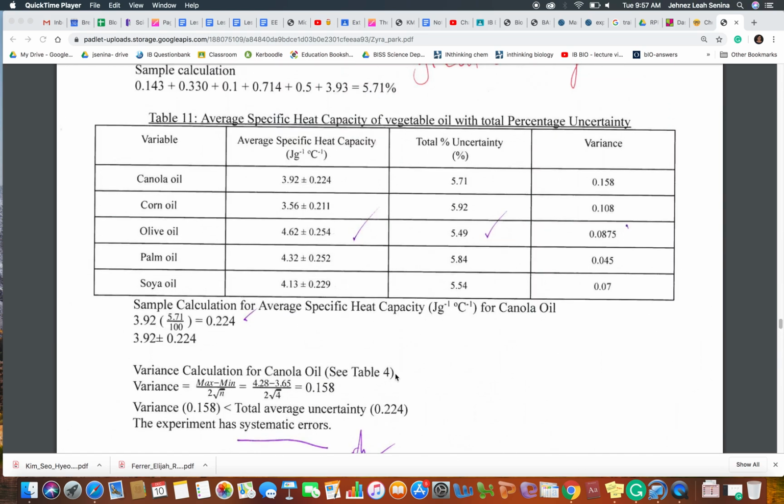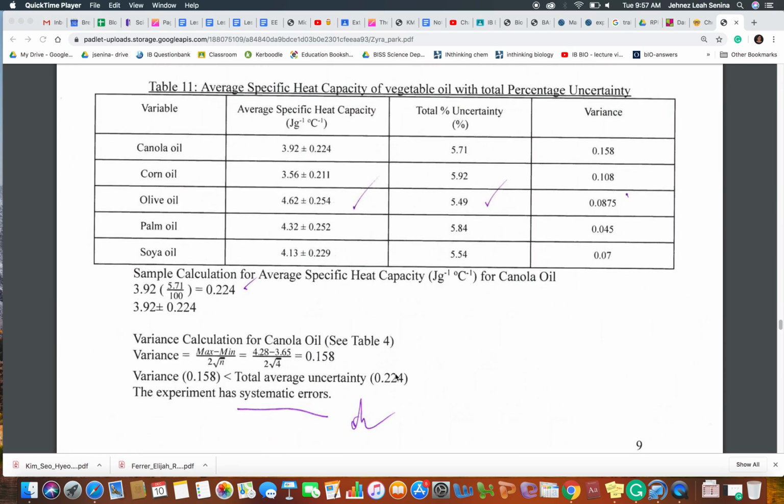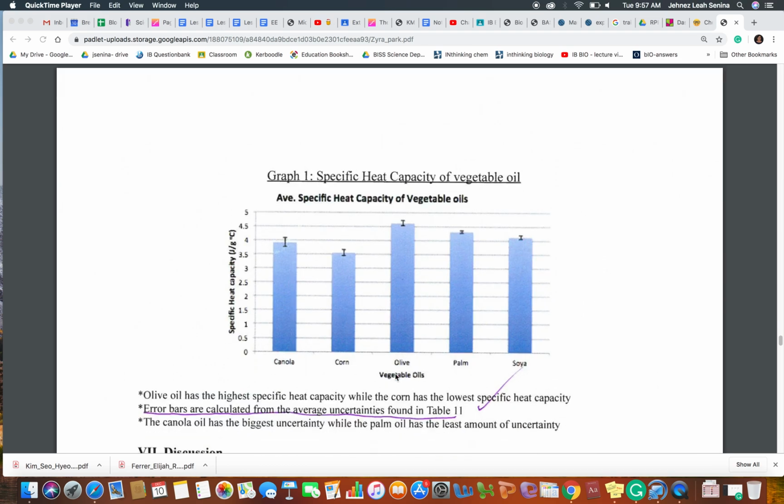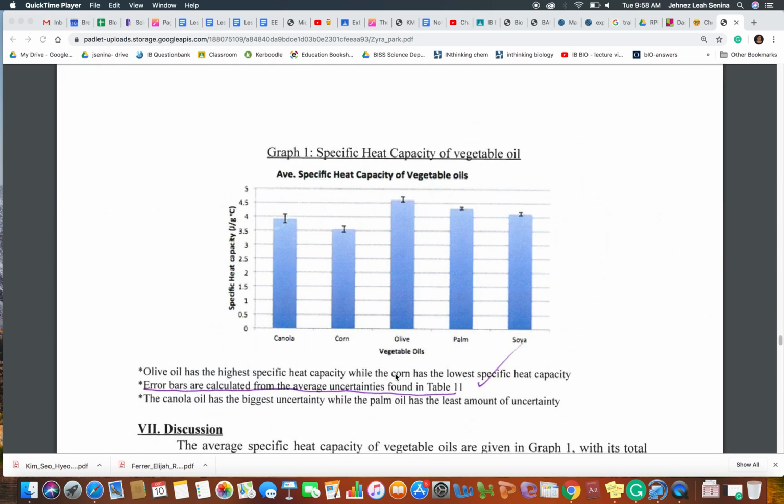Final table or final graph. There. Did she answer her research question? Yes, she did. So which oil has the highest specific heat capacity? Olive oil. Therefore, she said olive oil will be the most ideal oil to use when you're cooking. Why? Because it absorbs a lot of heat per gram per mole, right? Anyway, if you look at her final graph, she's also able to show it to you. It's olive oil, the highest specific heat capacity.